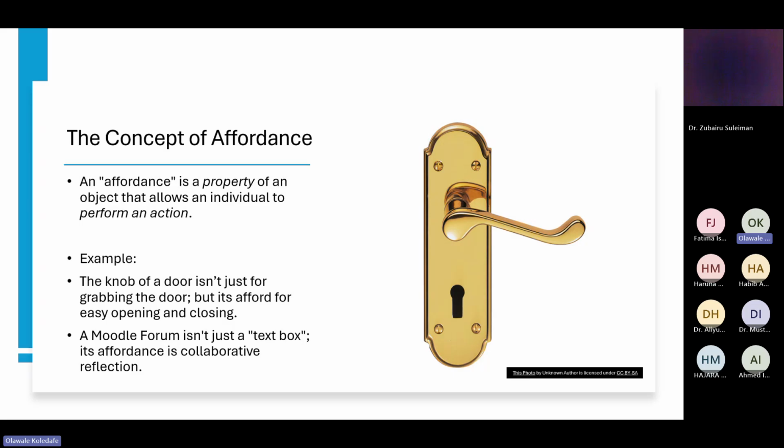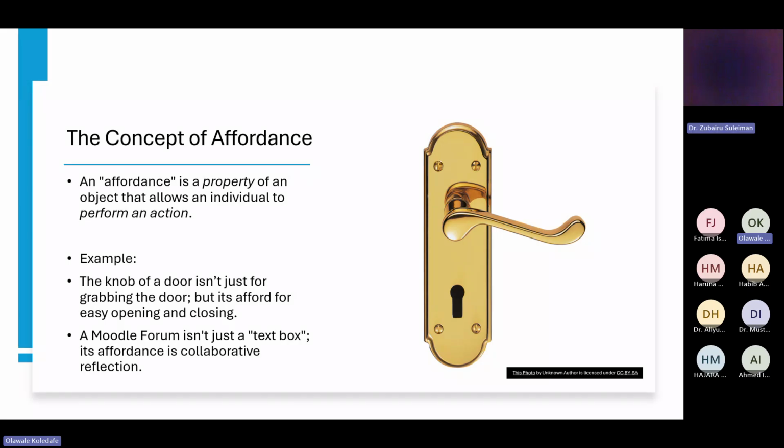In the past, when this knob is not there, closing the door becomes a little bit difficult. You have to hold the door by the side and then pull it or push it and quickly remove your hand so you don't injure yourself in the process. So affordance is a property of an object that allows an individual to perform an action.